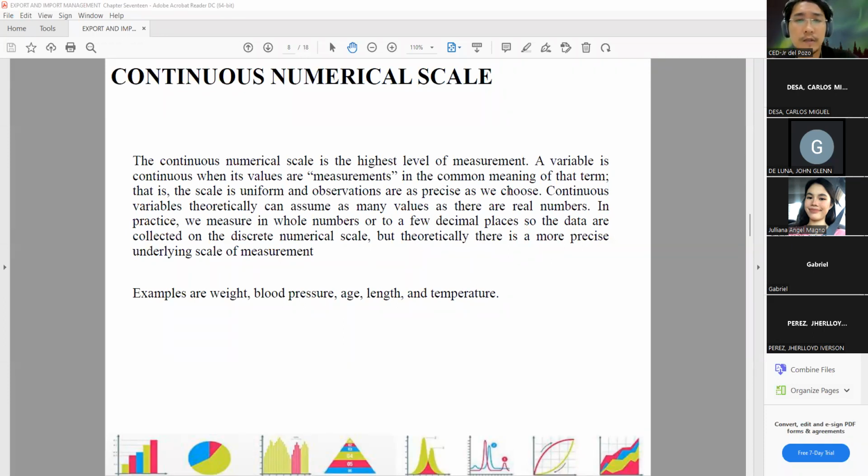The continuous numerical scale is the highest level of measurement. A value is continuous when the values are measurements in the common meaning of that term. That is, the scale is uniform and the observations are as precise as possible. Continuous variables theoretically can assume as many values as there are real numbers. In practice, we measure in whole numbers or to a few decimal places, so the data are collected on a discrete numerical scale, but theoretically there is a more precise underlying scale of measurement. For example, weight, blood pressure, age, length, and temperature.